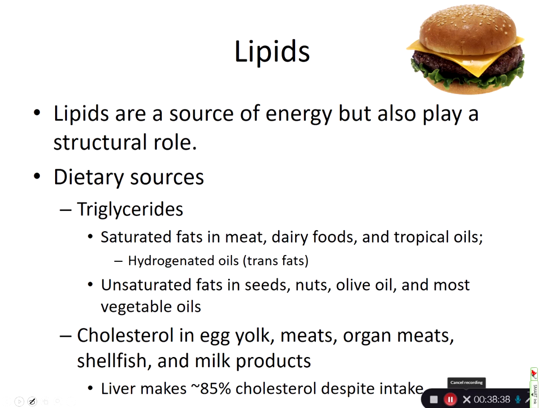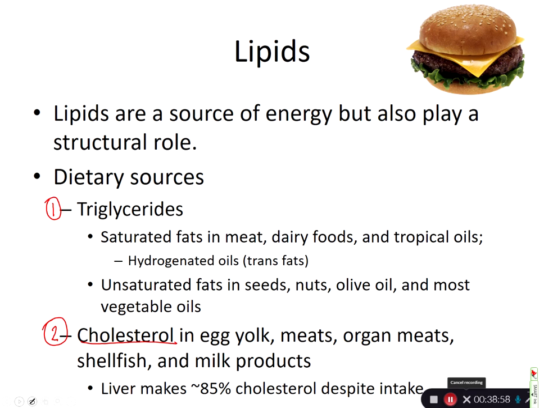Now we also have lipids. Those are another main macromolecule. Lipids are also a source of energy, but they also play a big structural role in our body. So there's two kinds of lipids, triglycerides and cholesterol. That is a lipid.